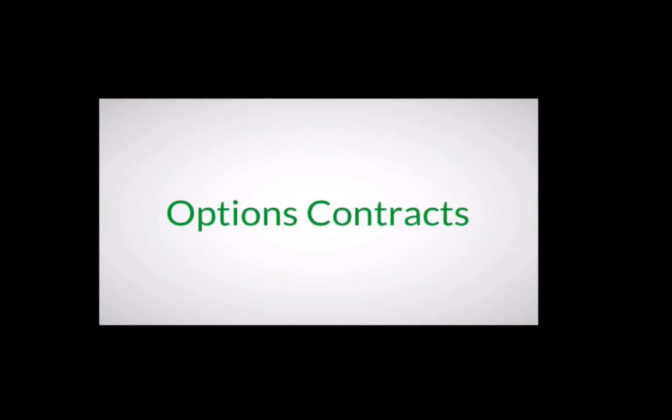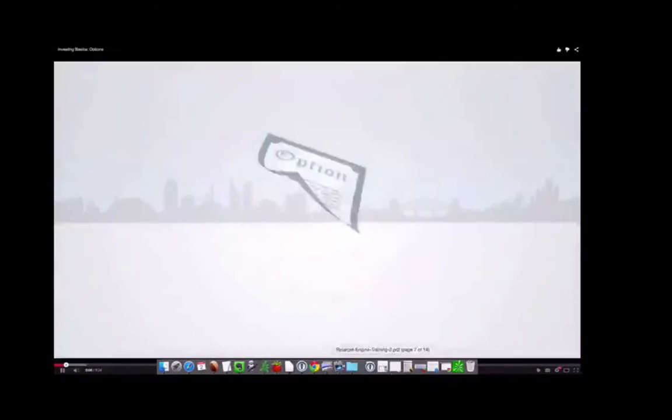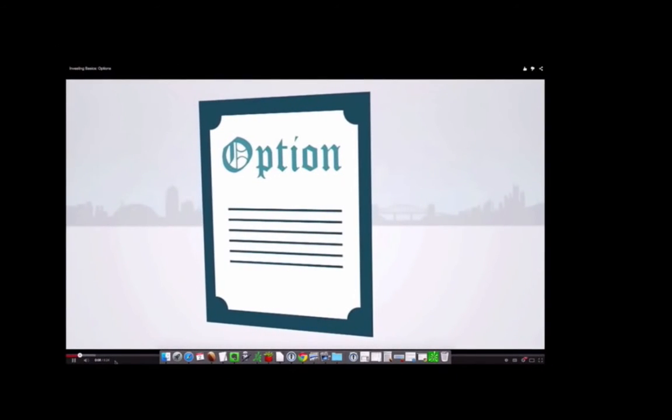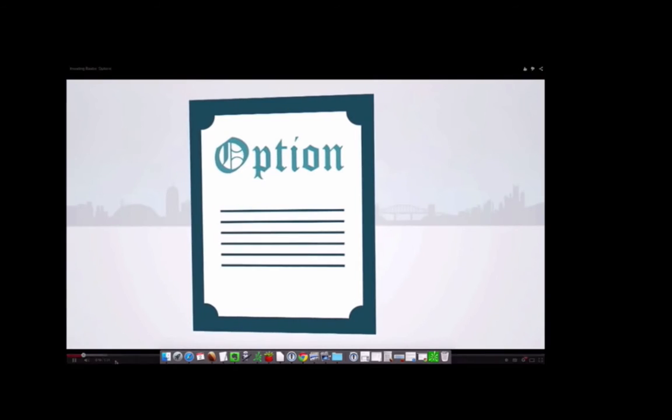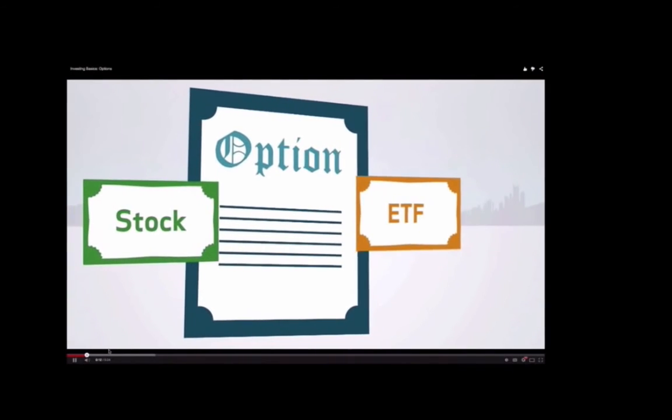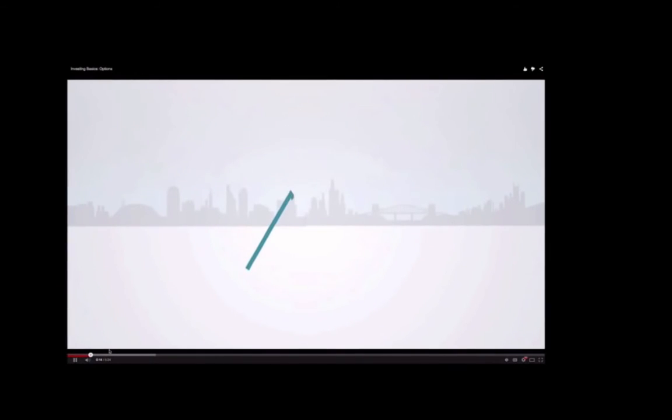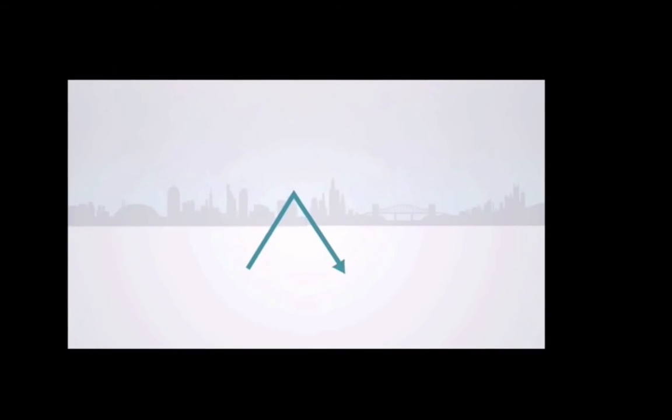What they had to say about options contracts. Options trading is an alternative way for investors to invest in the performance of a security, such as a stock or an ETF. By trading options, an investor can capture the up or down movement of a security while only investing a fraction of the cost it would take to own the actual security.